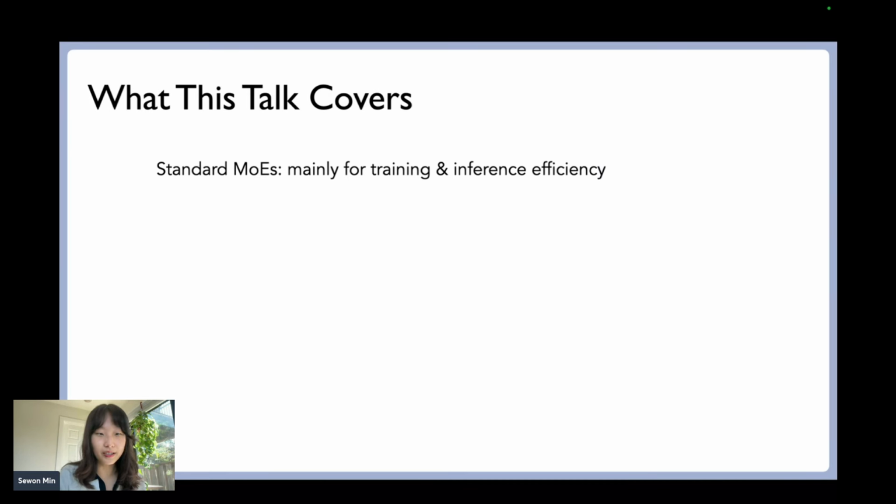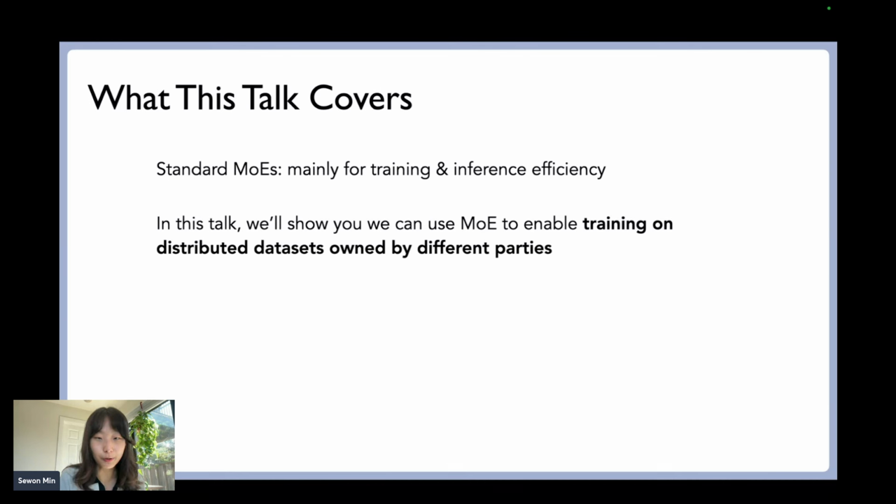So the question we want to ask is, beyond efficiency, what other benefits can we get from this modular architecture? In this talk, I'll present our work called FlexOlmo, where we use mixture of experts to enable training on distributed data sets owned by different parties. Different parties do not want to share the raw data, so it's very difficult to pool all the data together and train one model. But because mixture of experts naturally has a modular architecture, different parties can train different parts of the model, and they can be merged into a single model. In the rest of the talk, I'll first clearly define the problem setup and convince you why this is an important problem to solve.